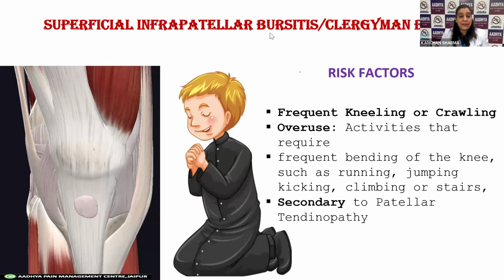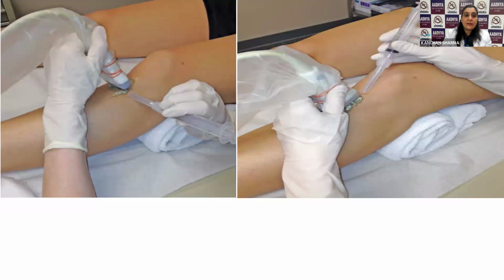Then coming to infrapatellar. This is also very important. We are going to call it clergyman's bursitis. This is more common in priests who kneel down and pray. And you happen to see patellar tendinopathy, prepatellar bursitis, and the superficial infrapatellar bursitis, this spectrum, all 3 together in one patient also, right? So you should know where exactly you are supposed to look for it. This patient will have a pain somewhere here, right? So again, it's a bursa.